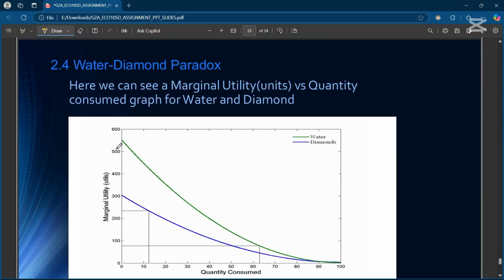Now come to the topic of the water diamond paradox. The water diamond paradox explains why water, which is essential, is cheaper than diamonds, which are not essential. The main reason is marginal utility. Water has high total utility but low marginal utility because it's abundant. Diamonds have low total utility but high marginal utility due to their scarcity. Actually, more scarce goods have higher marginal utility and prices.